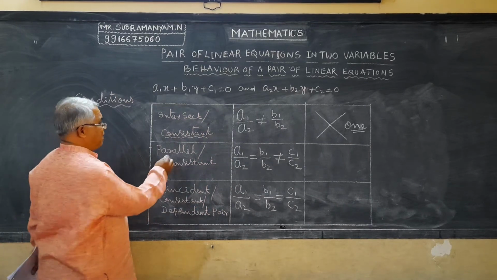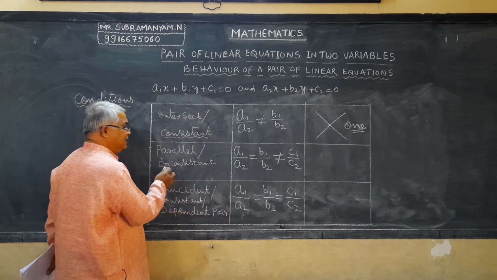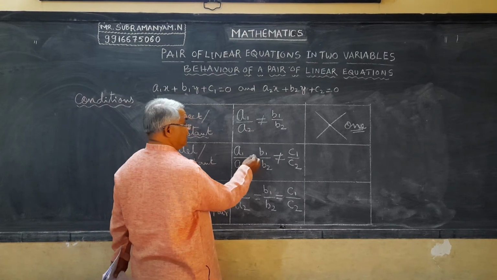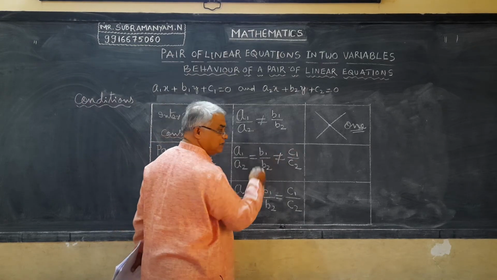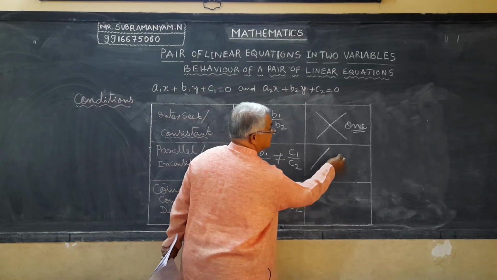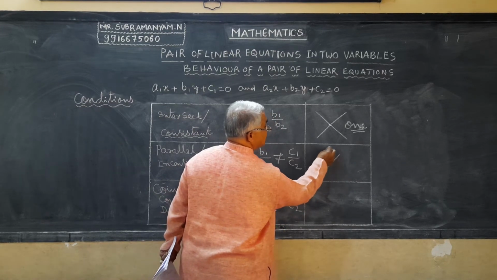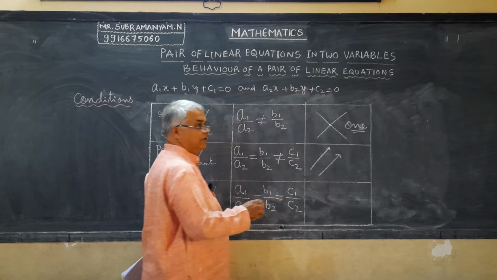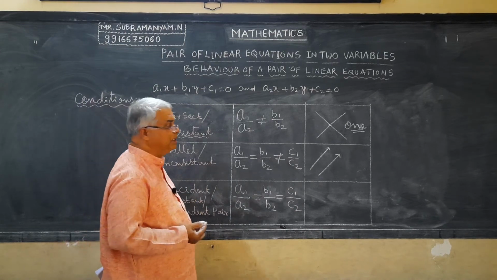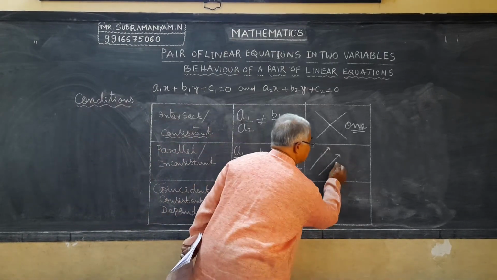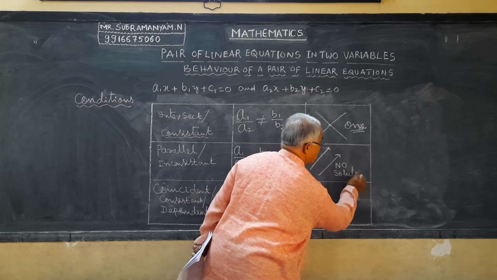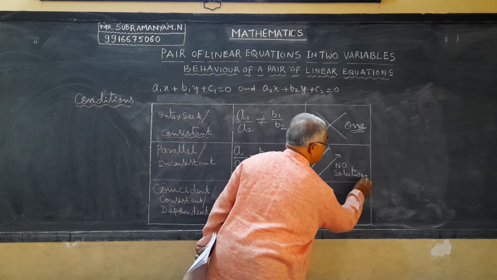Second one, parallel. Another name, inconsistent. The condition is a1 by a2 equal to b1 by b2 not equal to c1 by c2. Parallel. So this is one line. This is another line. These two lines are parallel. When two lines are parallel, that means when it is inconsistent, how many roots? Here we say no solution.